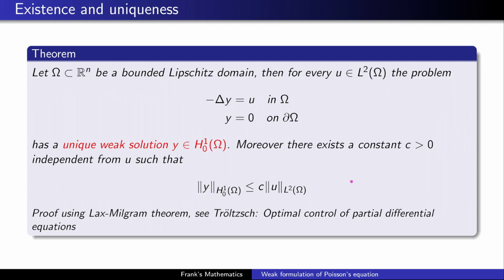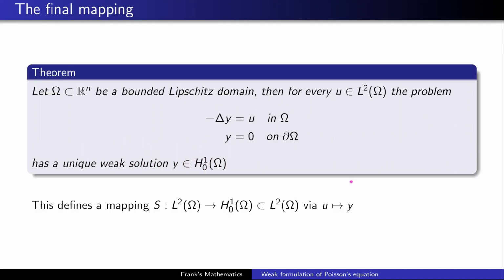Okay, we are finally there. We now can identify a mapping. So here you can see the result again without the stability estimate. But we can now, for every u, we have a unique y. So this, of course, defines a mapping, which I want to call S, from L2 to the space H01. But the space H01 is, of course, a subspace of L2. And this is now finally our final mapping. We are done. We made it, guys.